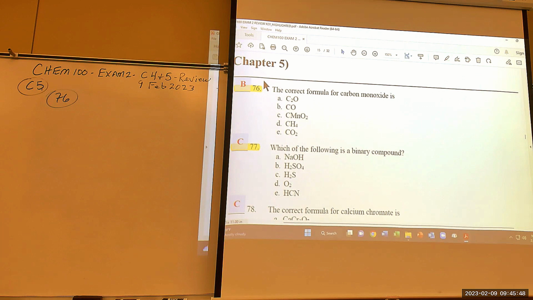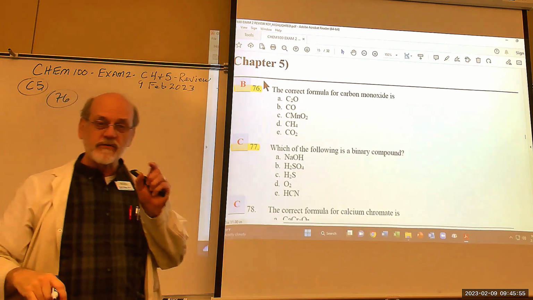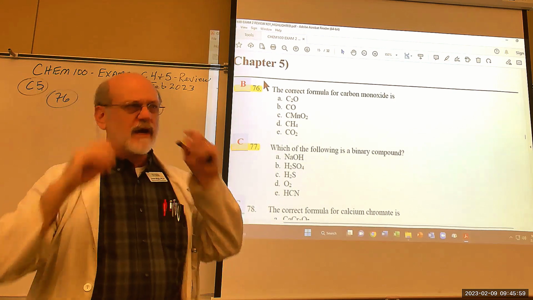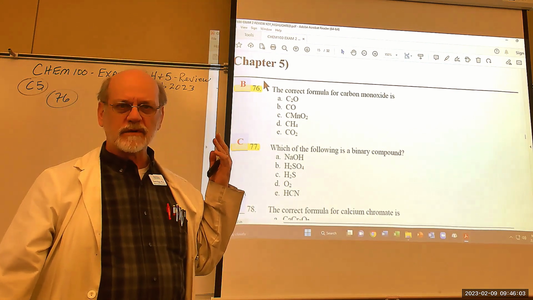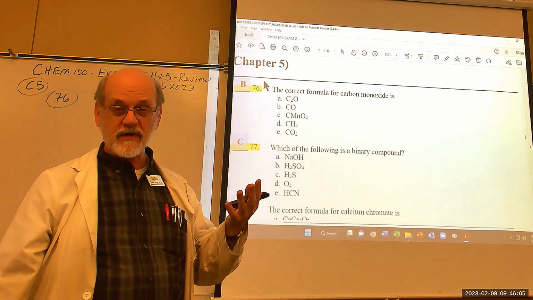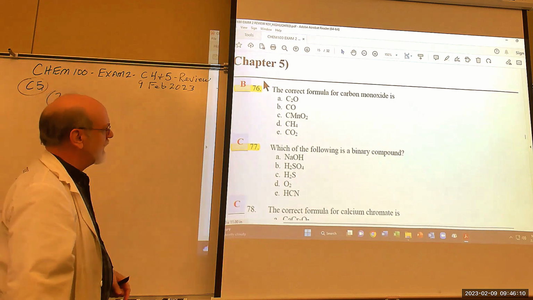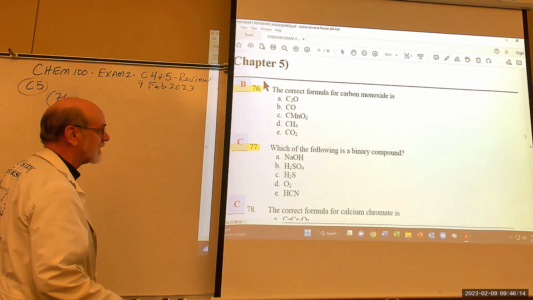All right. The correct formula for carbon monoxide. So this is, remember, chapter 5 was nomenclature, naming compounds. That last one was in chapter 4, and we had to know the name of the compound, so I think it was out of place. Probably should have been in chapter 5.